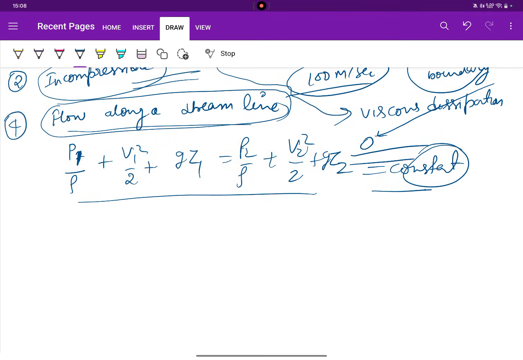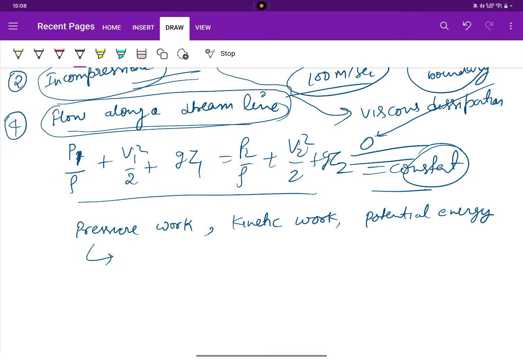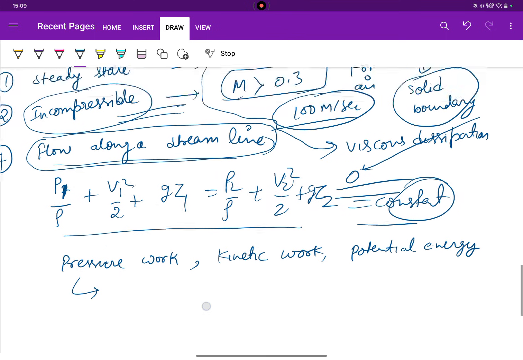Another interpretation is in terms of energy. This is the summation of reversible pressure work that you study in thermodynamics, kinetic energy, and potential energy. And there is no work done due to viscous dissipation, shaft work, or any other exchange of work in the system.